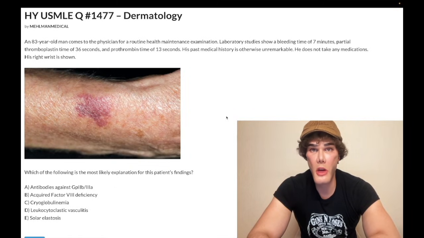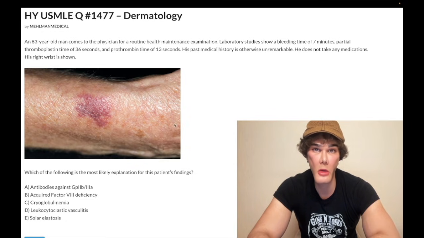How's it going, guys? We have a challenging question for dermatology. 83-year-old man, routine health maintenance examination. Laboratory studies show bleeding time upper end of normal at 7 minutes, should be 2 to 7 minutes. PTT, normal 36 seconds, should be 25 to 40 seconds. PT, normal 13 seconds, should be 10 to 15 seconds. Past medical history, otherwise unremarkable, no medications.